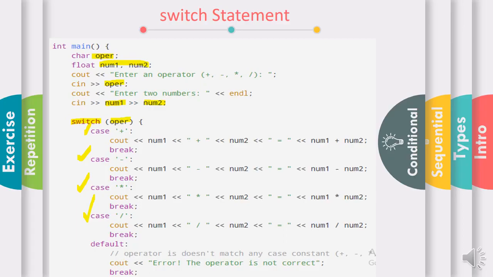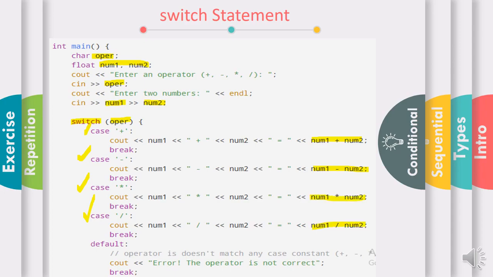So, we have defined the choices as the cases. Case for addition, we will perform addition. Then what will happen if the user selects subtraction? We have used the formula for subtraction, same for the multiplication and same for the division.